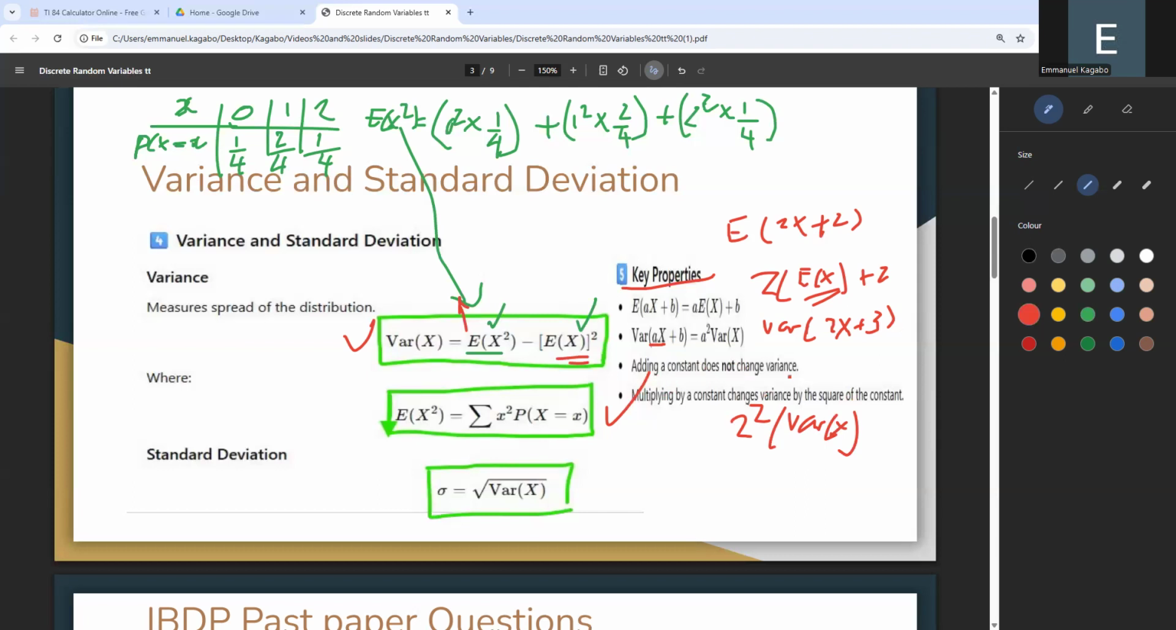Now, this is what you have to know. Adding a constant does not change the variance. The number you're adding there does not change the variance. Your variance will stay the same. But if you're multiplying by a constant number, it will change your variance by the square of the number you're multiplying by. That's the effect of A. You should understand the effect of A. Okay? Very good. Thank you very much.